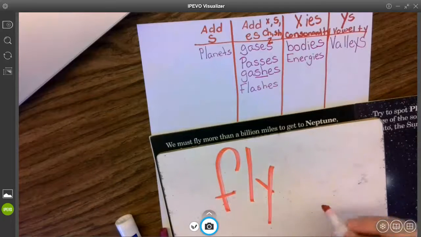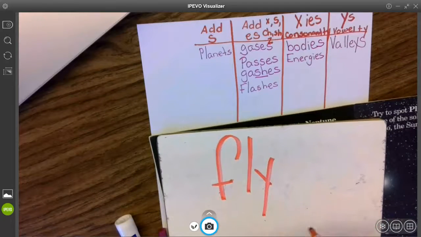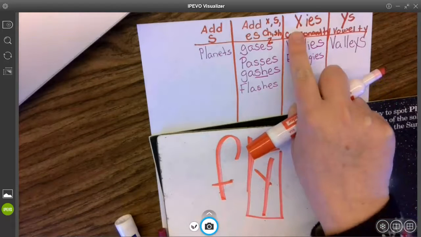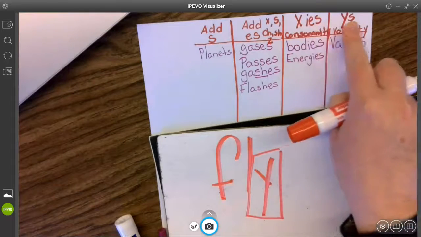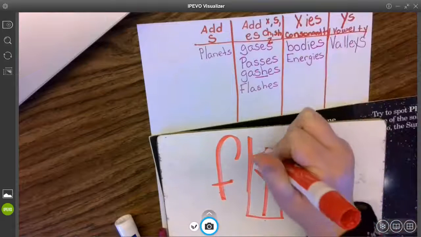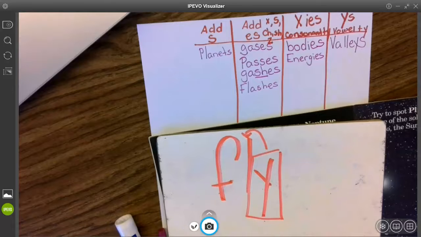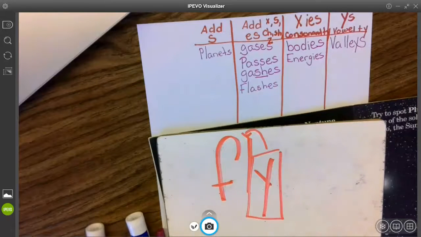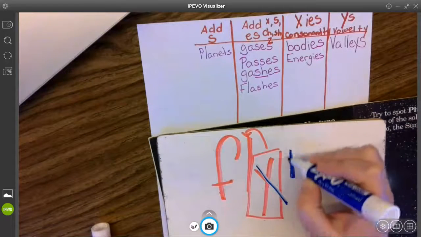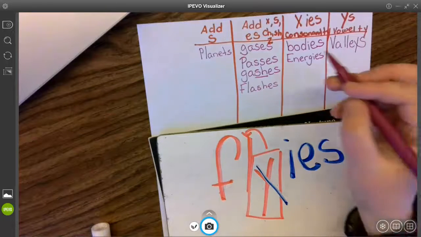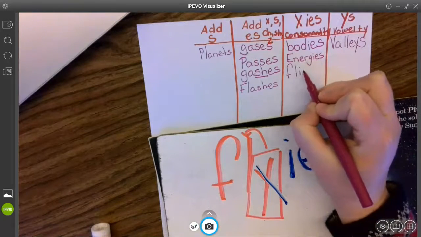Right now we have fly. Well, what does fly end in? It ends in a Y. So we have 2 options here. We're either going to drop the Y and then add IES, or we're just going to add an S to it. Let's look next door. What's next door to Y? L, right? Is L a consonant or a vowel? It is a consonant. So we're going to drop the Y and add IES. So that's going to come over here for flies.